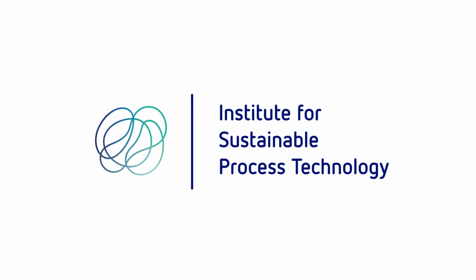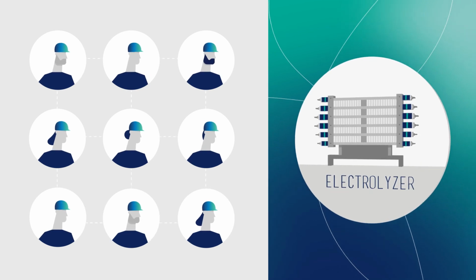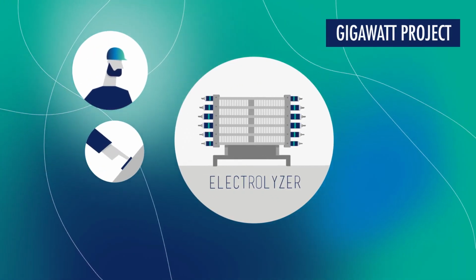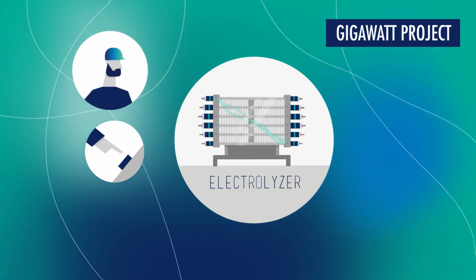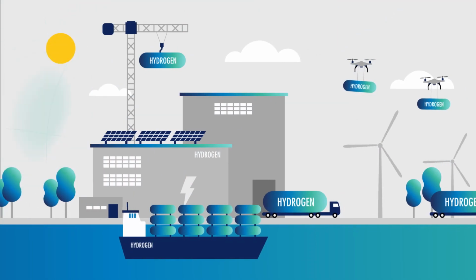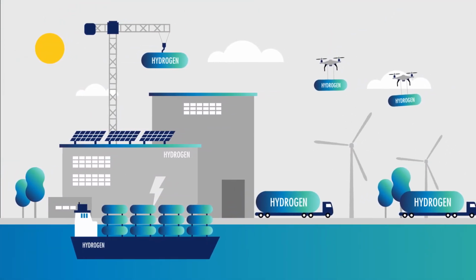The Hydro Hub Innovation Program by ISPT is here to examine just that. In the Hydro Hub Megawatt Test Center, we work together to improve the electrolyzer that produces green hydrogen. In our gigawatt project, we aim to scale up from a single electrolyzer to a system with 1,000. With innovative factory concepts, we try to find smart solutions to reach this scale.